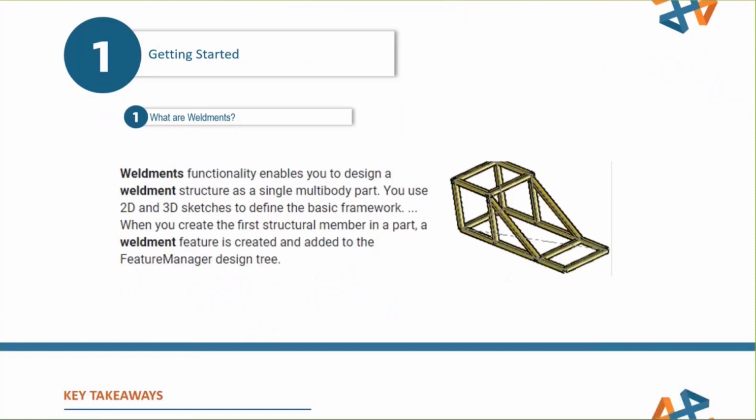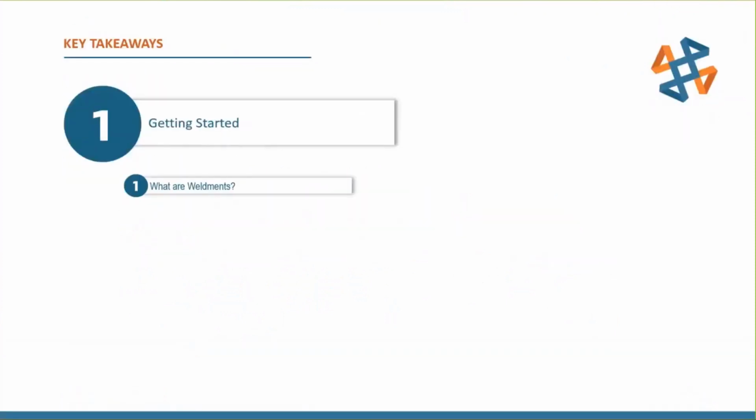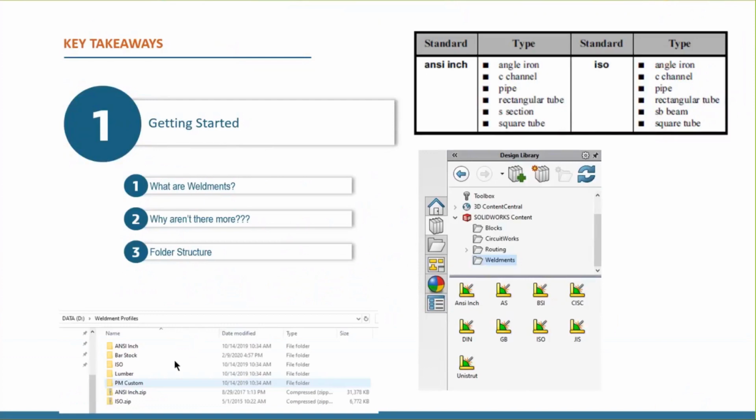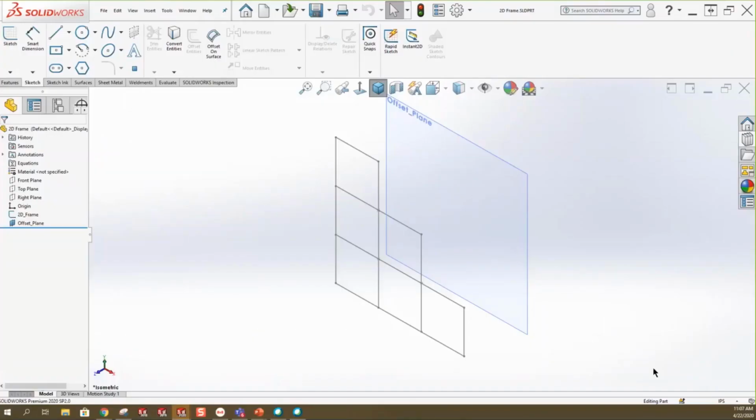So that covers what weldments are. Let's talk about the beginning here. Why aren't there more options? Where are they all hiding? How do I get access to them? We're going to look at that. And we're going to talk about the folder structure, which, as crazy as it sounds, is actually really important here. So we're going to switch on over to Solidworks for a moment. You've launched Weldments, you look at it and go, okay, I've got this cute little list of just a few types, a few options. Where are they all hiding? They're actually in your design library here on the right-hand side.